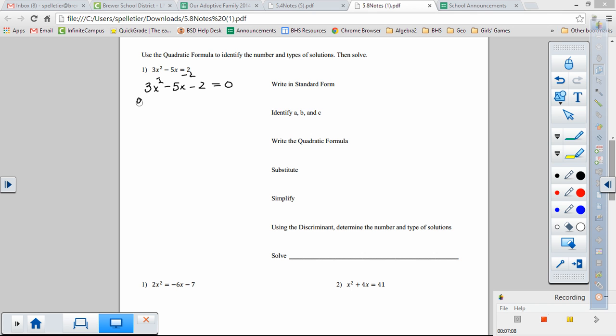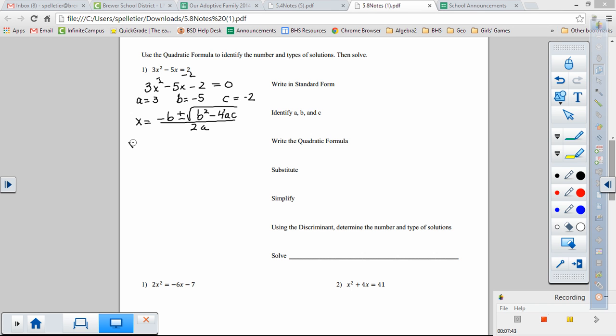Your first job is to identify: a is 3, b is negative 5, and c is negative 2. Write the quadratic formula. x equals the opposite of b plus or minus the square root of b squared minus 4ac, all over 2a. Now we're going to substitute into our equation.